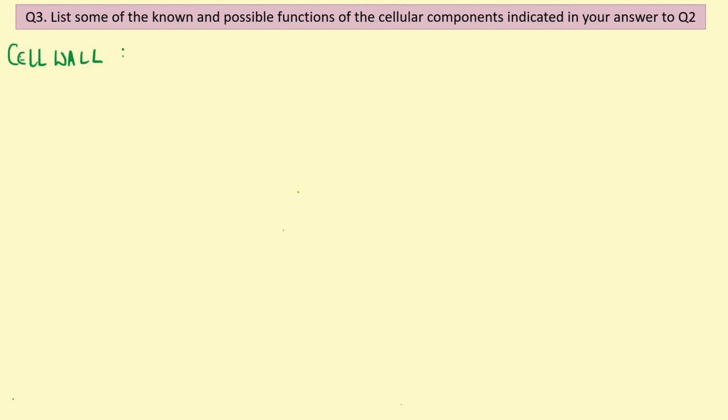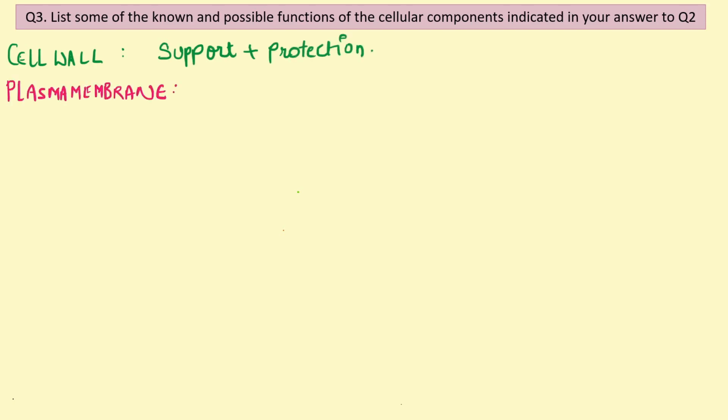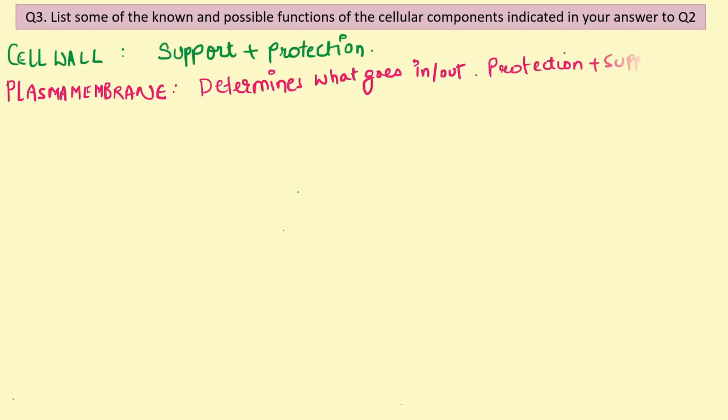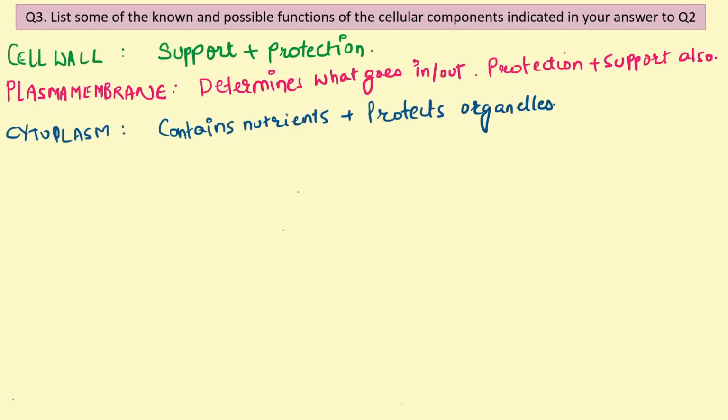The first one, let's see the function of cell wall. It gives support and protection to the cell. The second one is the plasma membrane. It determines what goes in and out of the cell. It gives protection and support also to the cell. The next one is the cytoplasm. It contains some nutrients for the cell and it also protects all the organelles.